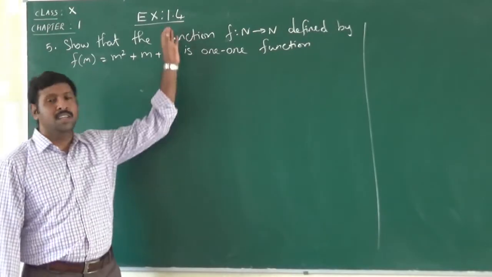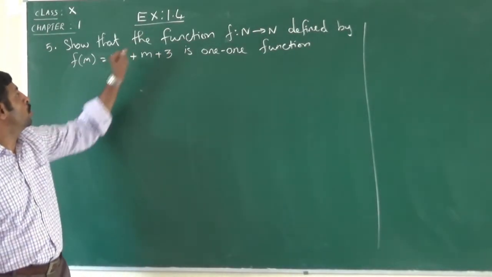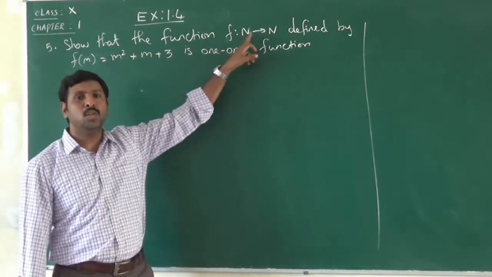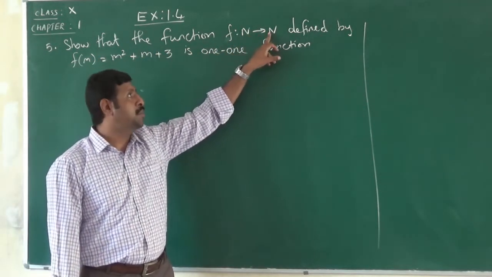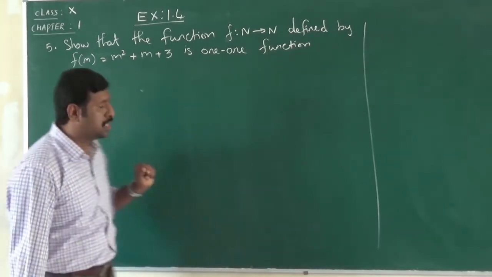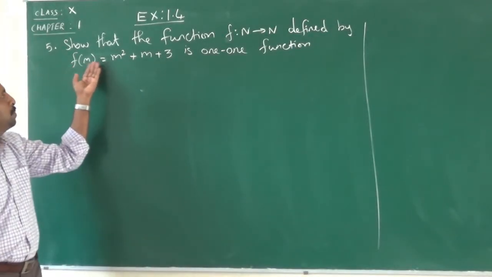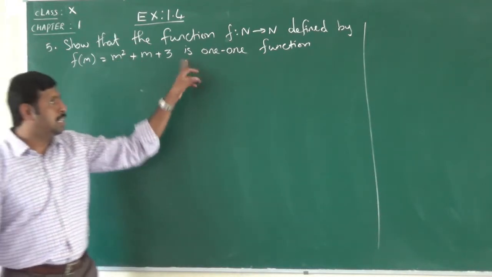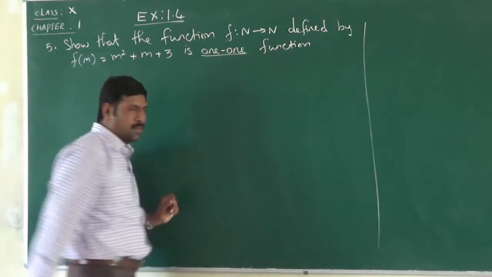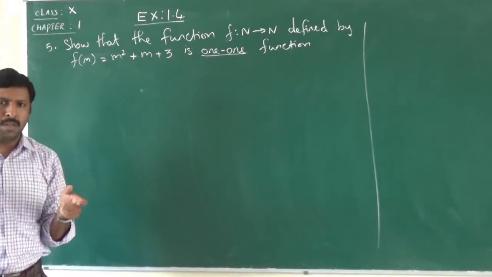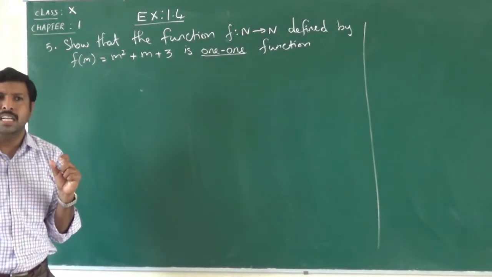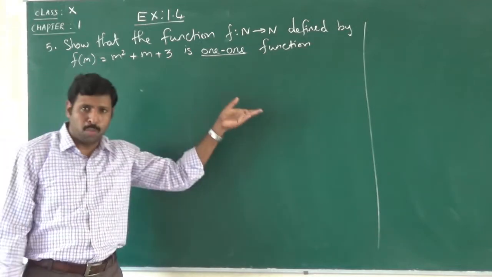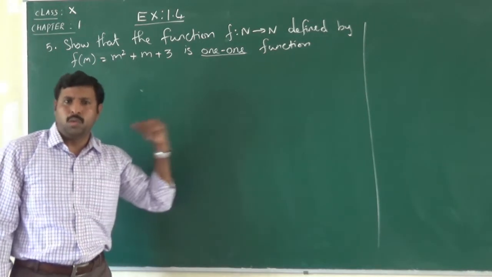Hi students, class 10, exercise number 1.4, question number 5. Show that the function f from N to N, natural number to natural number, defined by f of m equals m square plus m plus 3 is a one-to-one function. We know that one-to-one function means in the domain each and every element has a unique element mapping in the codomain. Then only we can say it is a one-to-one function.